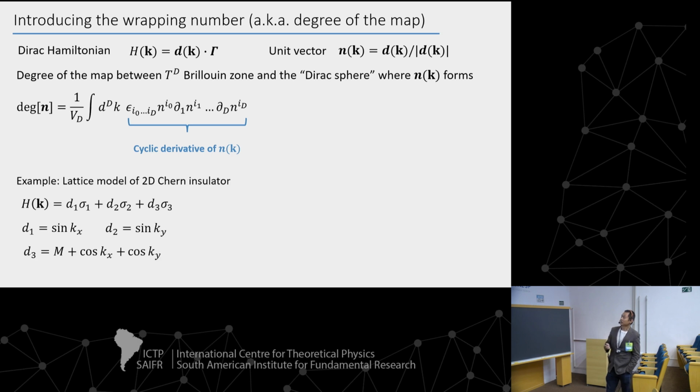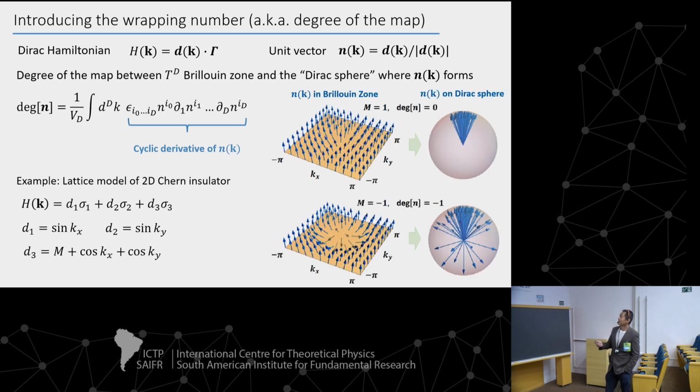Now you can actually visualize this process. As an example, the simplest example in 2D is the so-called lattice model of a Chern insulator, where the Hamiltonian is expanded by the Pauli matrices, and these d vectors have some momentum dependence written as the following. Now you can plot these n vectors, which are the d vector divided by its modulus, as a texture of unit vectors. Because there are three-component vectors in a two-dimensional Brillouin zone, they look like this. So you can imagine a process.